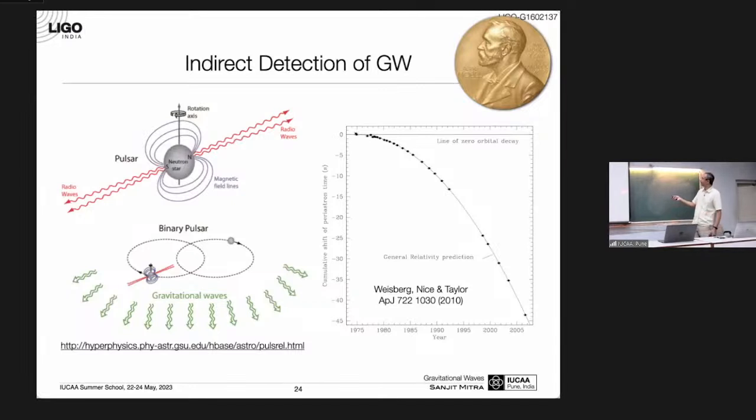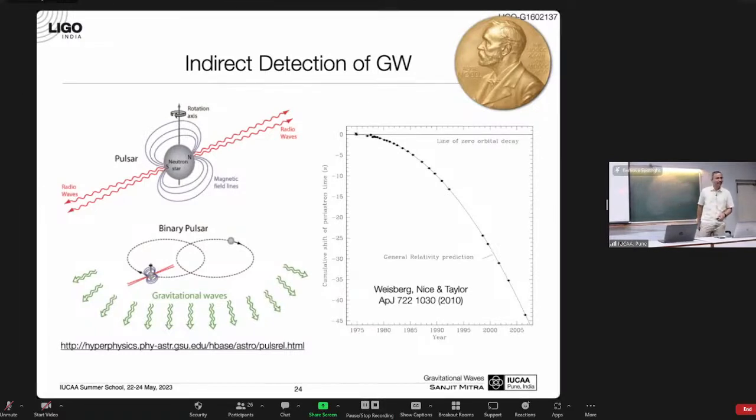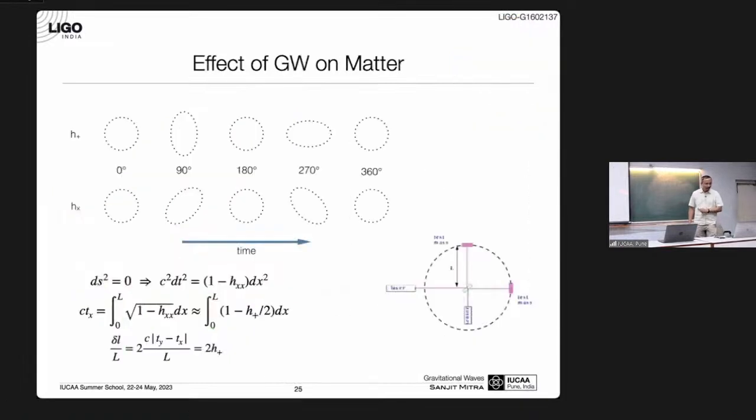So it is like this: if this system is losing energy in a certain way, as predicted by general relativity, then the orbit is going to shrink in a certain way, and that exactly matches the prediction. Then you say, okay, there's an indirect detection, and hence the conclusion is that the government should put more money into direct detection. Okay, so now we come to the direct detection part.